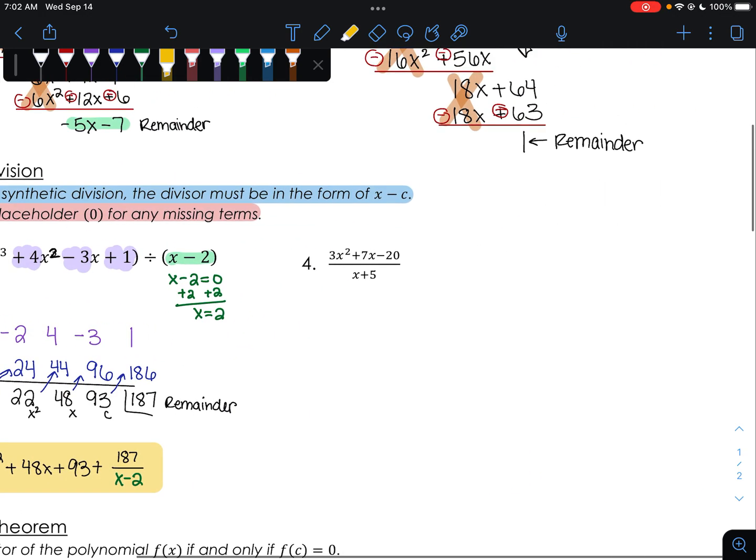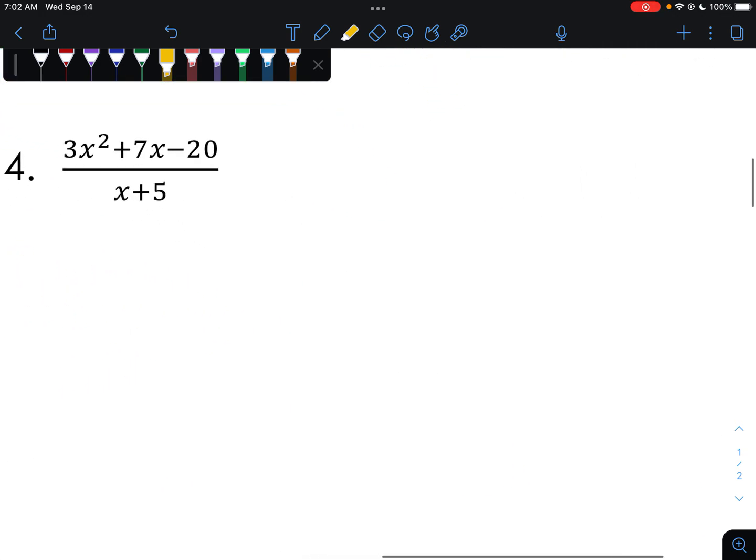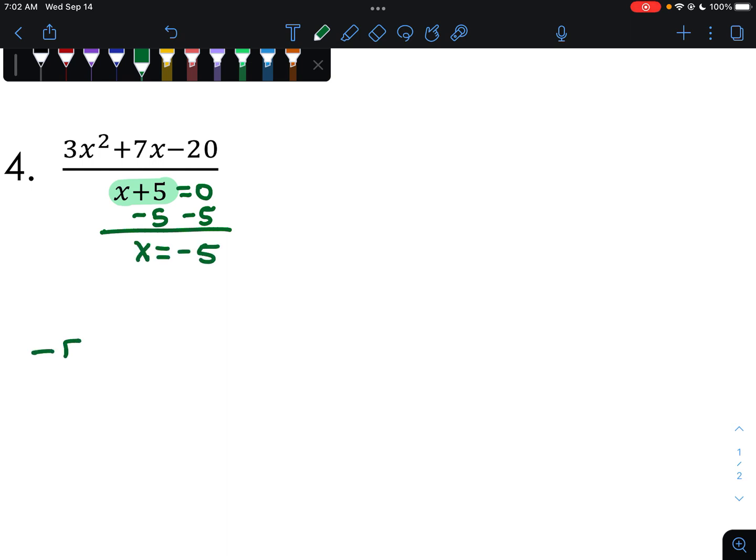Okay, moving on to example number 4. So here we go. We're going to first start by taking this, setting it equal to 0, solving for x by subtracting 5. I get x equals -5. That goes in my half box.